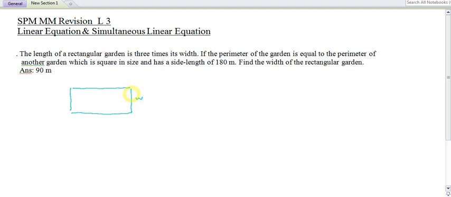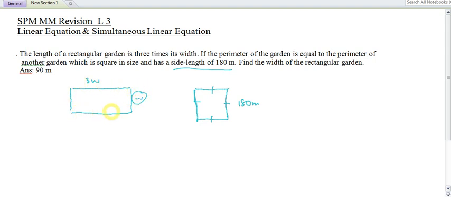Okay, you have a rectangular garden, and the length is 3 times the width. Okay, let the width be w. Here 3 times will be 3w. Okay, if the perimeter of this garden is equal to the perimeter of another garden, which is square in shape. Square means they have four sides having the same length, which is equal to a side length of 180 meters.